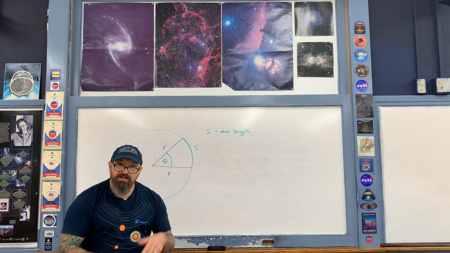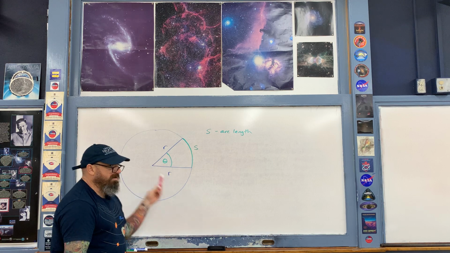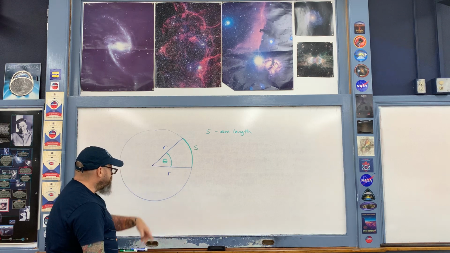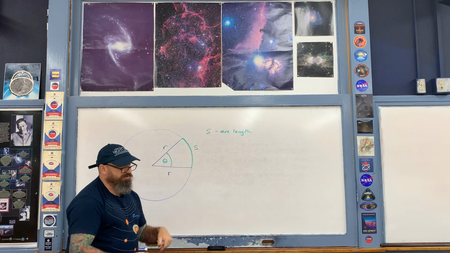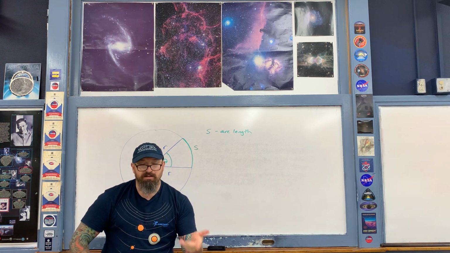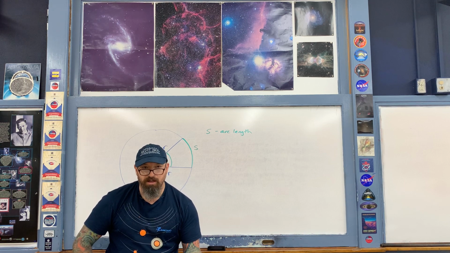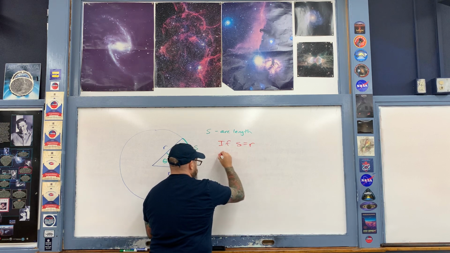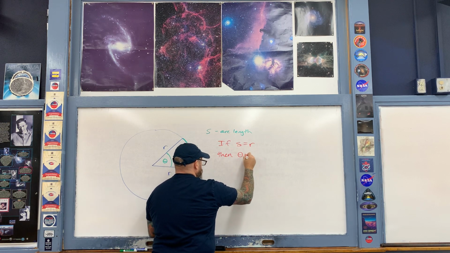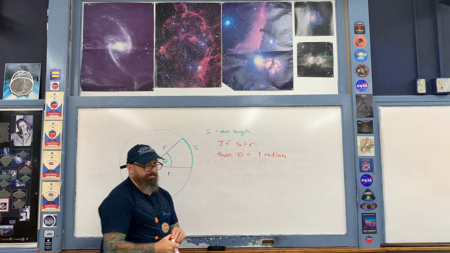Okay, now, let's say that I draw this diagram, much as I have done, such that S and R are the same thing. So imagine that the radius here is 10 centimeters, and imagine that the arc length here is also 10 centimeters. If S and R are the same thing, then the angle theta is called 1 radian. So let's say that S and R are the same. When we do, then the angle theta is equal to 1 radian.